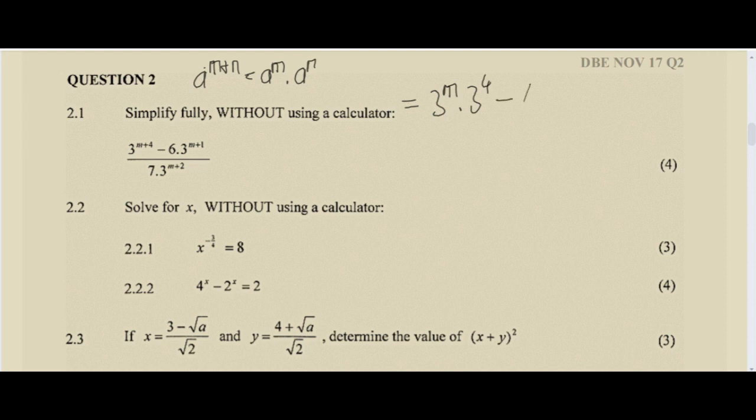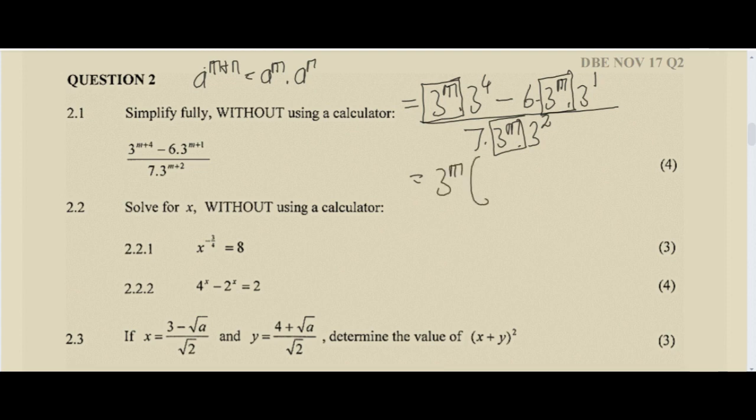Then we have minus 6 times 3 to the exponent of m and then 3 to the exponent of 1. Then over 7 times 3 to the exponent of m and then 3 to the exponent of 2. Right. Now at this point we can see that we have a common factor of 3 to the exponent of m. So this is our common factor here. That means from the numerator we can factor out this 3 to the exponent of m, and if we factor it out from this, we are left with 3 to the exponent of 4.